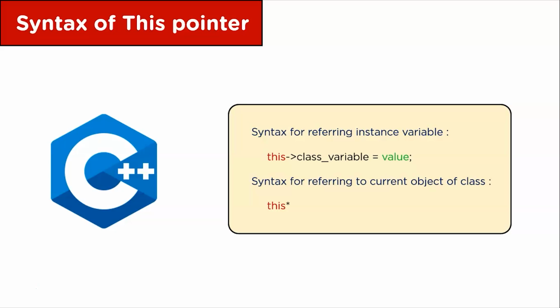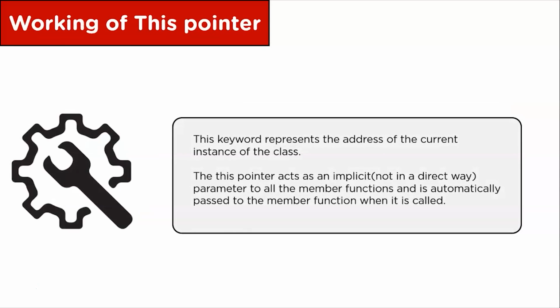Now let's understand the working of this pointer. This keyword represents the address of the current instance of the class. This pointer acts as an implicit parameter to all the member functions. Now implicit parameters are similar to normal parameters. The only difference is these parameters are passed silently to the functions. That is, it is passed as a hidden argument and is automatically passed to the member function when it is called.